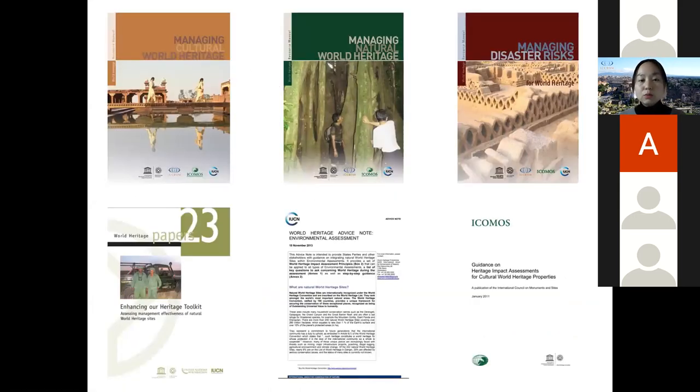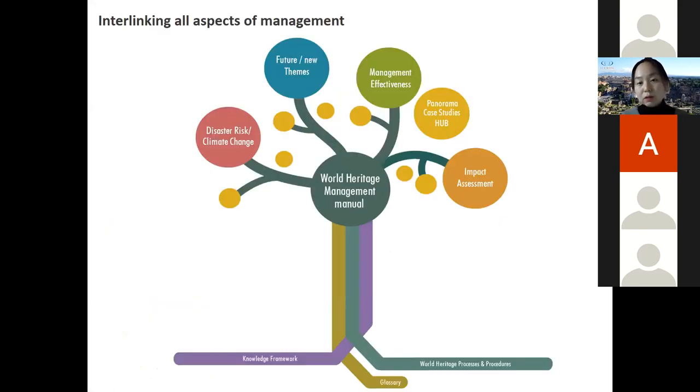Now, I'm just going to close with the fact that these are all the different manuals and guidances that talk about integrated management, about disaster risk, about impact assessment. Up till now, these were all very separate and independent resources. What we're doing right now within the World Heritage Leadership Program is to make sure that these can all be connected together so that you have the same kind of baseline understanding of the management system that you can apply to different realms of disaster risk and climate change adaptation or impact assessment.